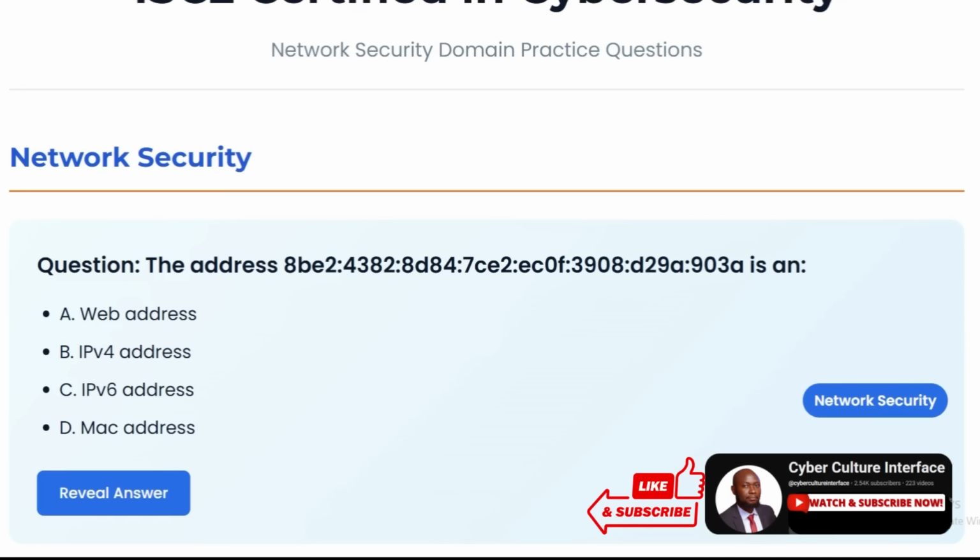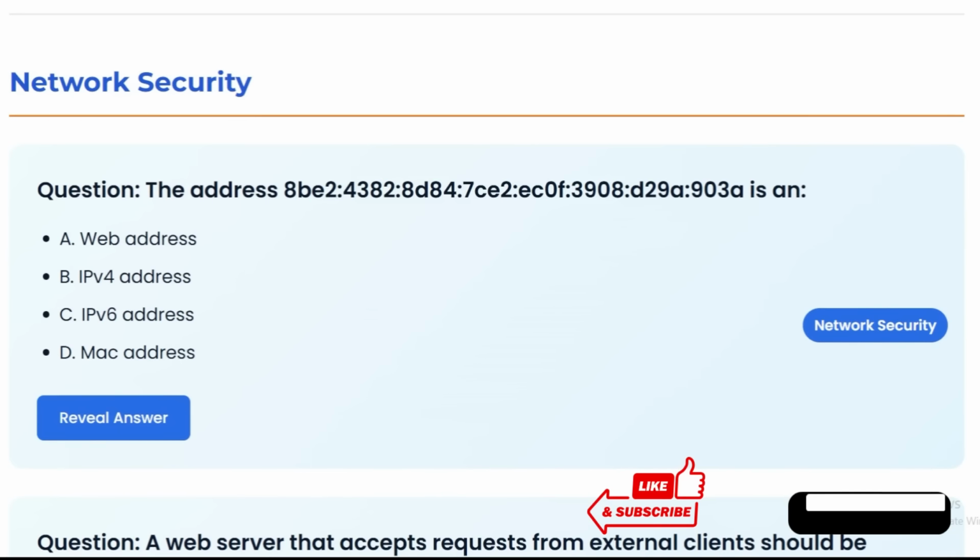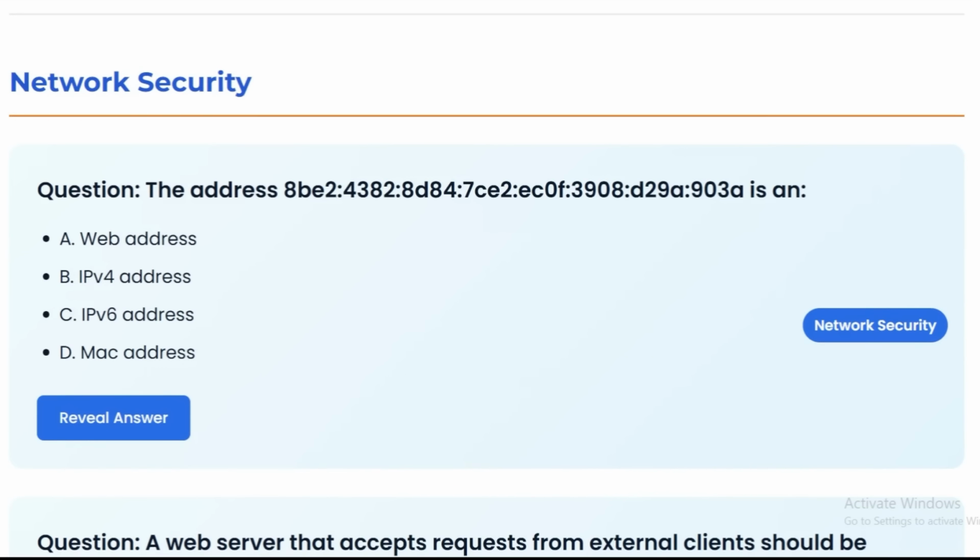The address, as we see on the screen, this address is a what? What kind of address is this? A is a web address, B is an IPv4 address, C IPv6 address, D MAC address. So we need to understand what web address means, what IPv4 means, what IPv6 means, what MAC address means. An IPv4 address, we all know the format, Internet Protocol version 4. It's usually something like 198.106. Could be any of those formats.